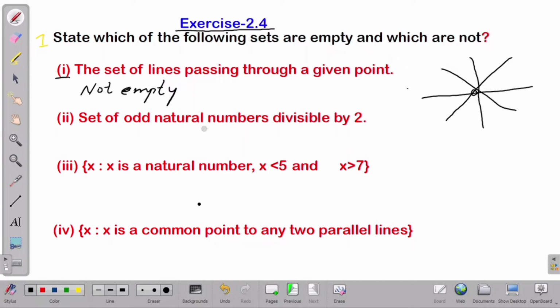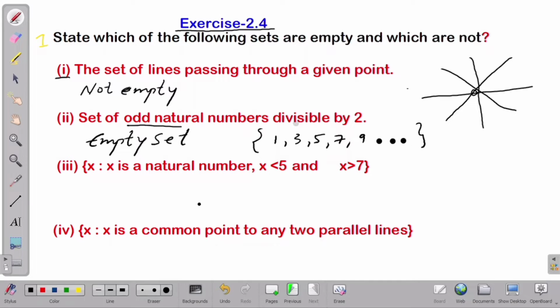What is the next question? Set of odd natural numbers divisible by 2. Can any odd natural number be divisible by 2? No, right? So it is an empty set. Let me take some odd numbers: 1, 3, 5, 7, 9 and so on. Is any number divisible by 2? No. So it leads to the null set.